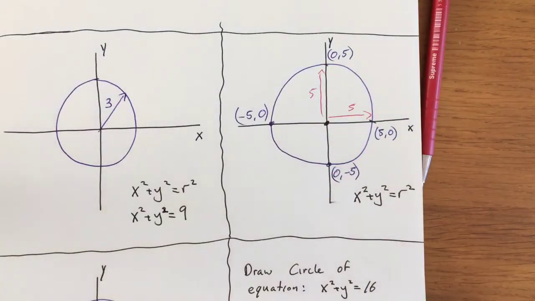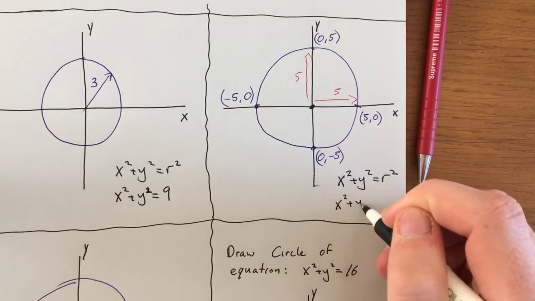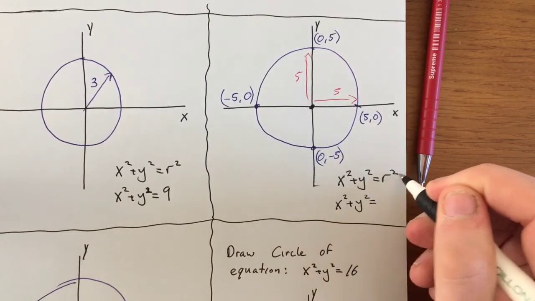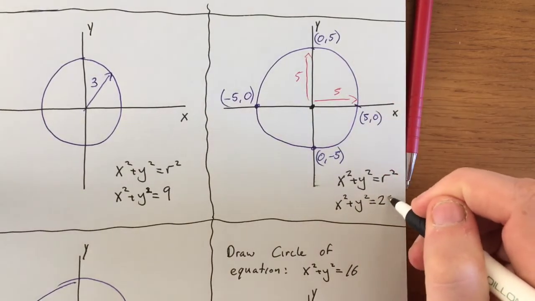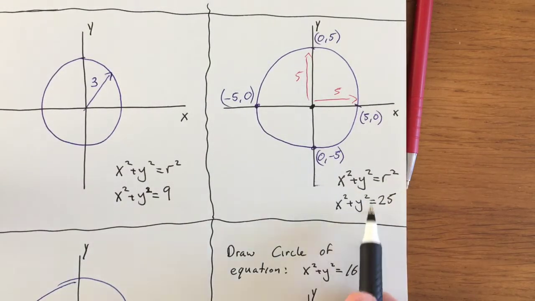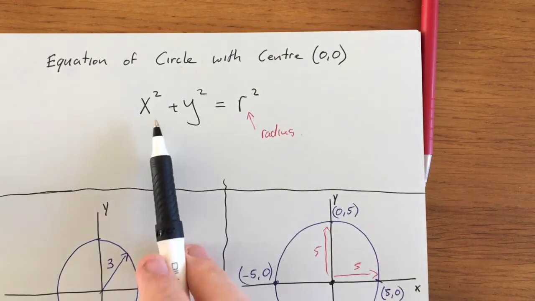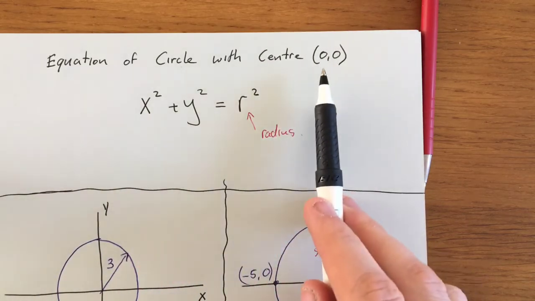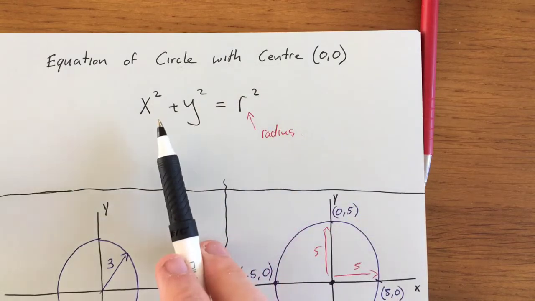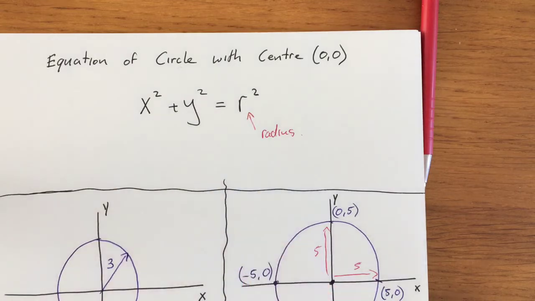So if the radius is 5, then the equation is going to be x squared plus y squared is equal to the radius squared, 5 squared, which is equal to 25. So that's the equation of that circle. As you can see, we are always following this formula. If the center is on 0, 0, this is the formula: x squared plus y squared is equal to whatever the radius squared is.